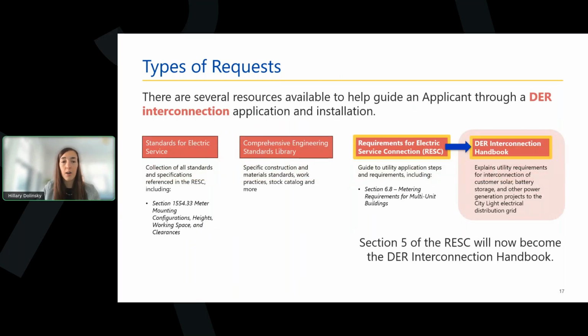There are several resources and standards that help guide an applicant through a DER interconnection application and installation. As installers, you're likely very familiar with these resources, but if you're not, they outline crucial safety, regulatory, and performance standards required by the utility for DER operation. Previously, requirements for DERs were captured in Section 5 of the RESC. So in an effort to better standardize the process and provide more transparency about what is involved, City Light has expanded upon this section and created the new DER Interconnection Handbook.